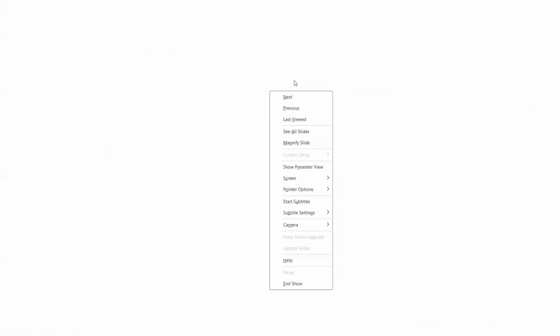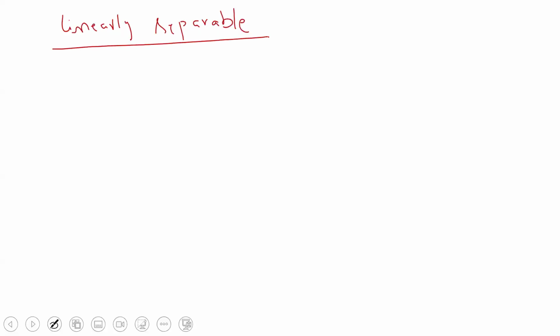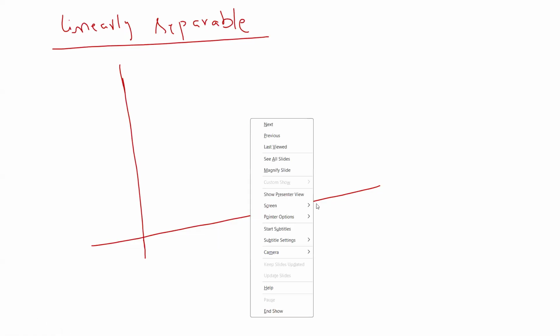Let's go one by one. Let's talk about the linearly separable case. Linearly separable means we are able to separate the data linearly. The first case that we are talking about is the linearly separable case, where you can linearly separate the data points using a hyperplane.